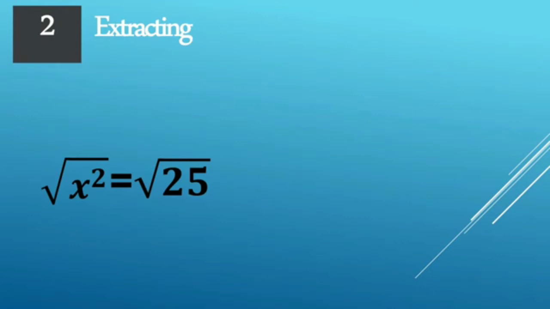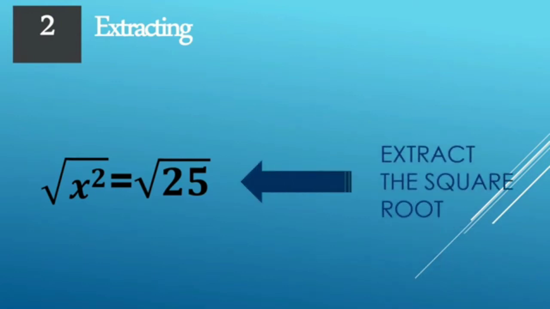The next step is isolating the variable x. We need to isolate the variable x, and since both sides of the equation have perfect squares, we can extract the square roots. x squared is a perfect square which, when extracted, will become x. And 25 is also a perfect square. Extracting it, we will get the number 5. How did we get this?